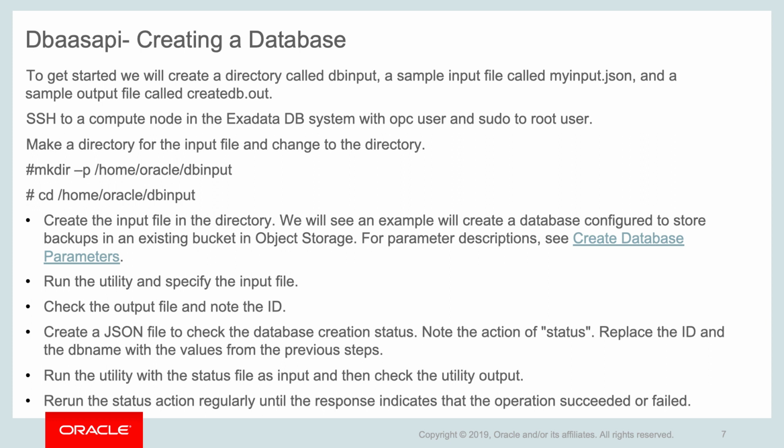So we'll create another JSON file to check the database creation status, and you will have to replace the ID with the one from the previous step for the database name. We'll run the utility with the status file as input and check the utility output. You can run these commands several times until the operation has succeeded or failed.